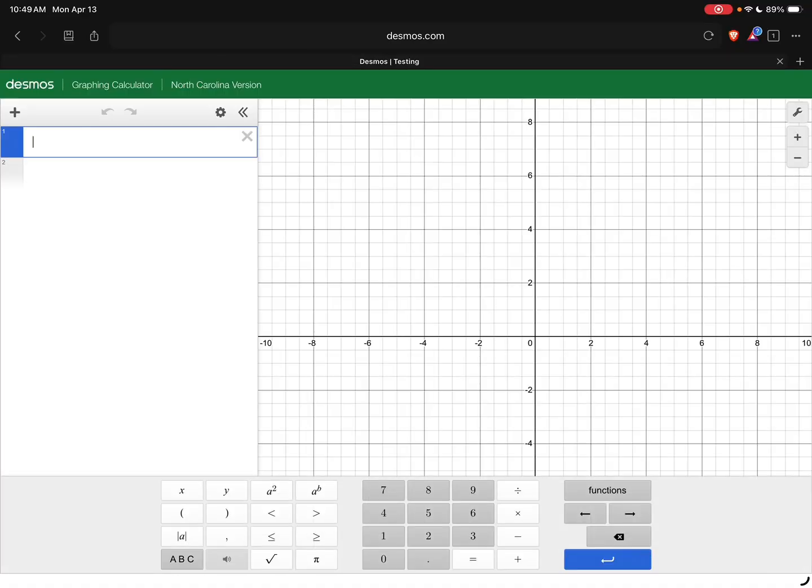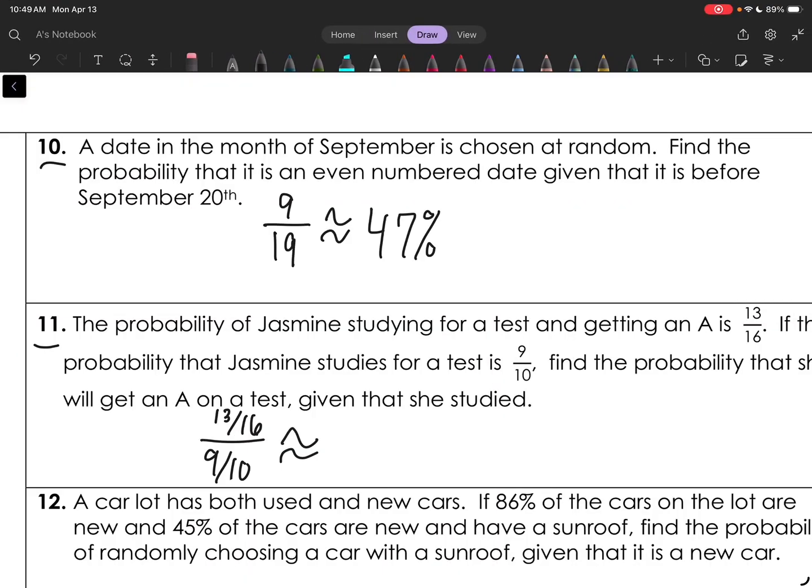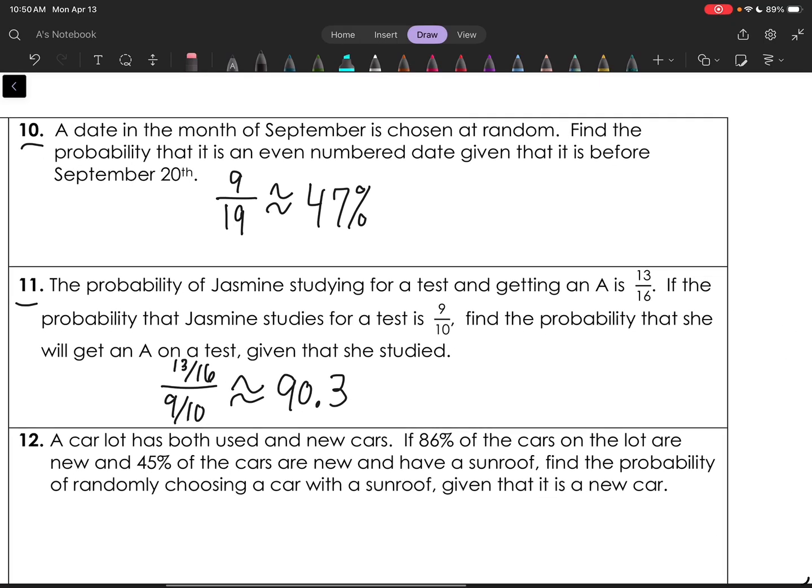Now, to be completely honest, I don't know what that one is in my head, so let's go to Desmos. 13 over 16 divided by 9 over 10. Okay. Try number 12.